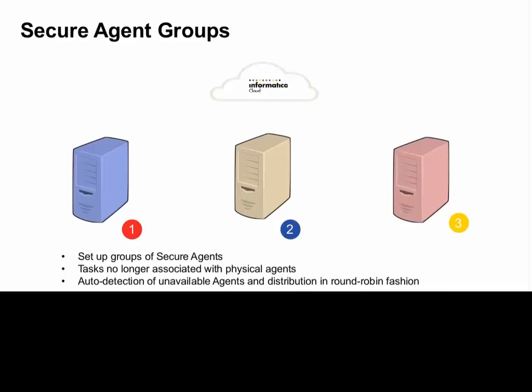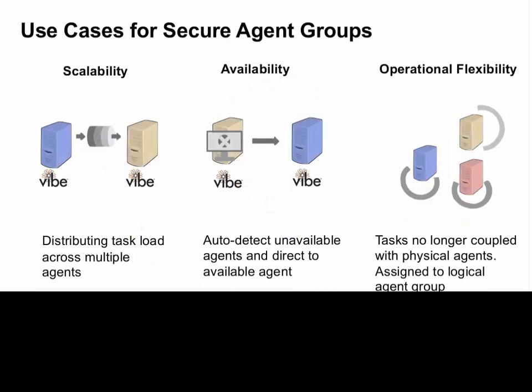So let's talk about some of the use cases for these secure agent groups. And the number one use case for it that our enterprise customers asked us for was scalability. So we now have the ability for distributing the task load across multiple agents. From the point of view of availability, we can auto-detect unavailable agents and direct it to an available agent. And we also provide operational flexibility because tasks are no longer coupled with physical agents and are instead assigned to a logical agent group. So these were a lot of features that our enterprise customers were asking us for, and we're very, very happy to provide these features in this Spring release.